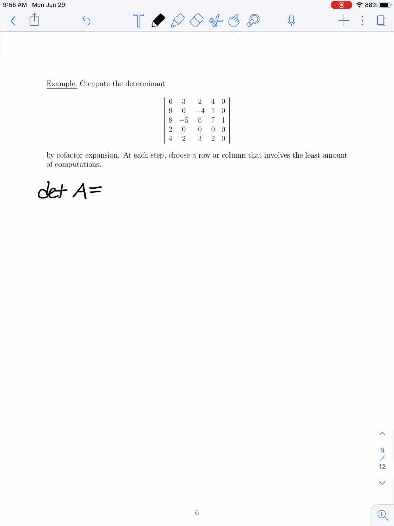So I noticed that my fourth row here contains almost all zeros. It only has one non-zero entry. Or similarly, I could use a cofactor expansion down the fifth column, which is all zeros except for one entry.